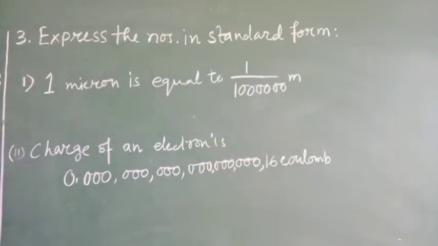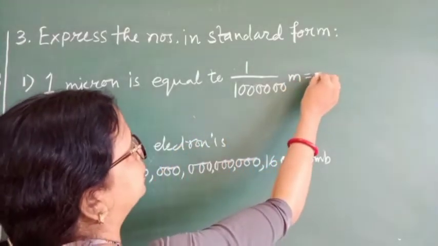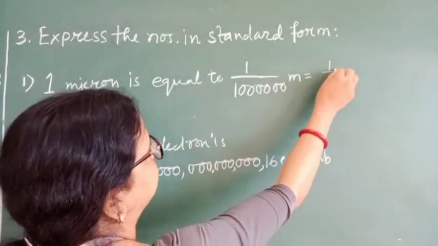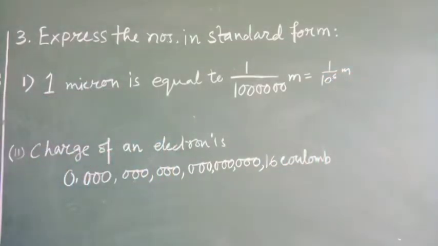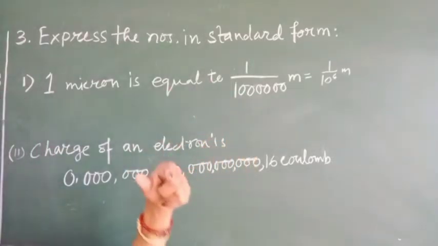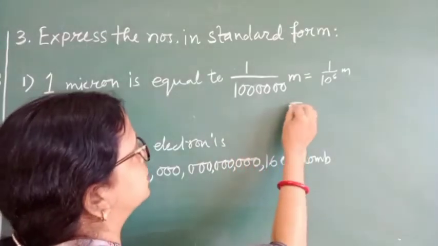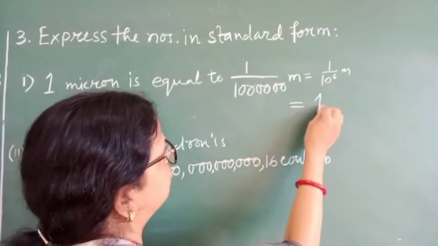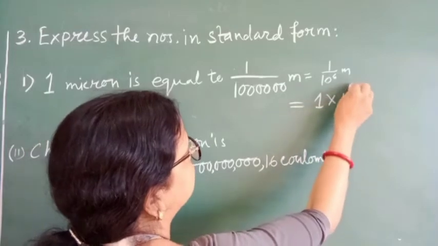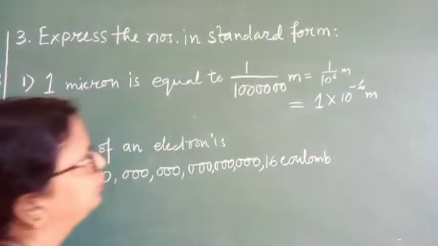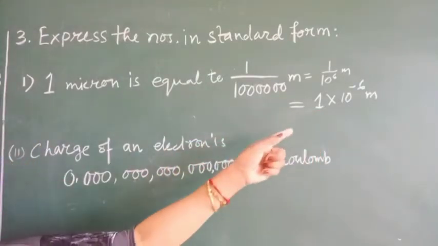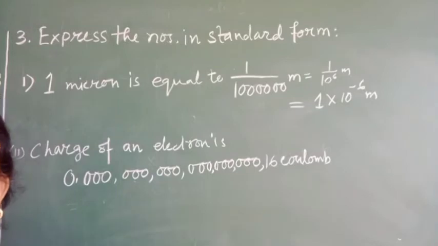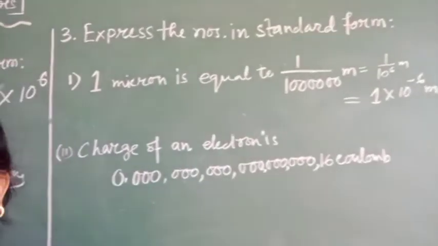So the sum is like this, 1 by 10 to the power 6 meter. In the denominator the power is 6. When you shift it into the numerator, what will be the result? 1 micron is equal to 1 into 10 to the power minus 6 meter. And you can see that it is a standard form also, with a negative power. Okay, come to the next sum.